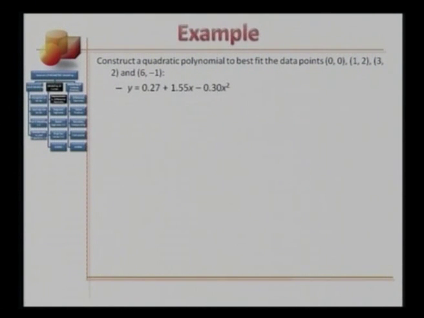Well, let's consider an example now. Construct a quadratic polynomial to best fit the data points 0, 0, 1, 2, 3, 2, and 6, minus 1. We have seen just now how to compute the unknown coefficients of a quadratic polynomial. We'll simply give you the results now. For these 4 data points, the quadratic best fit polynomial is 0.27 plus 1.55 times x minus 0.3 times x squared.